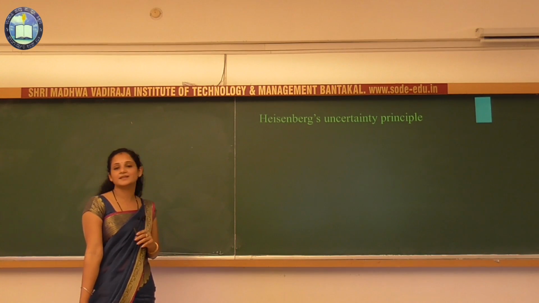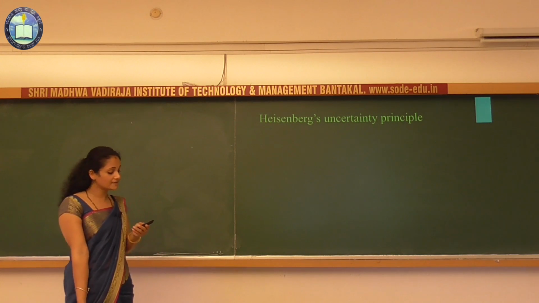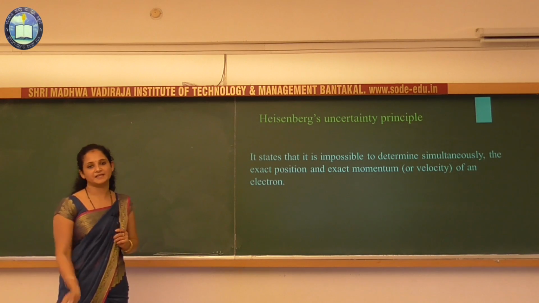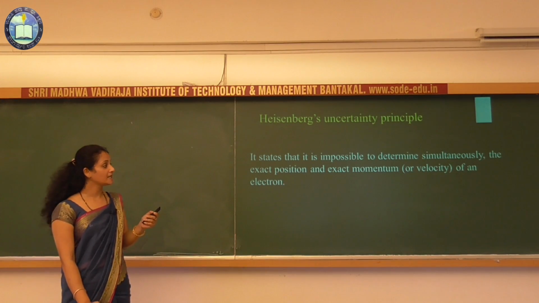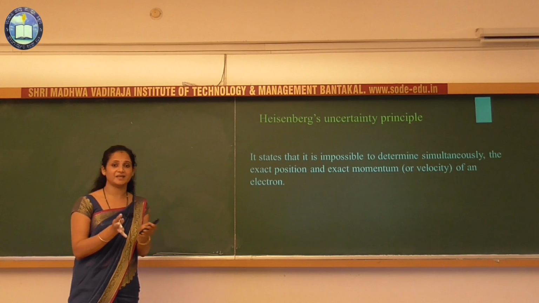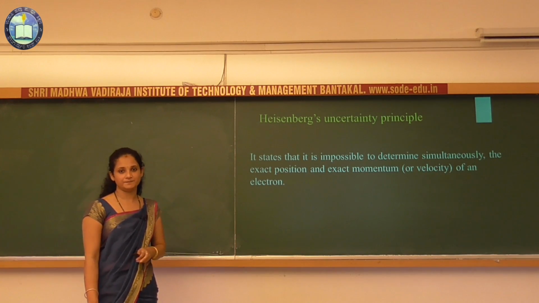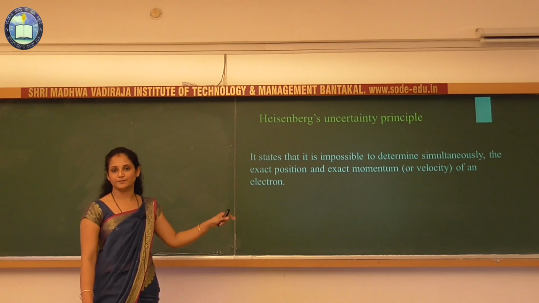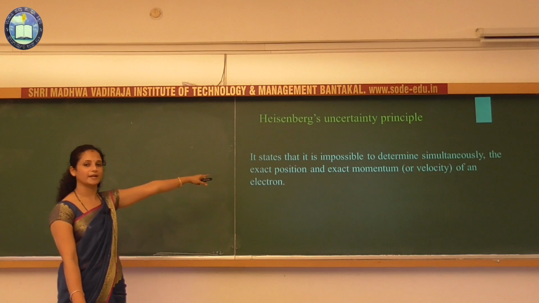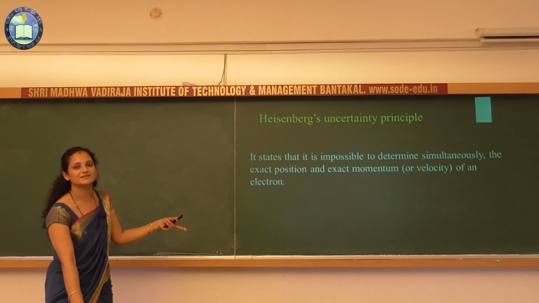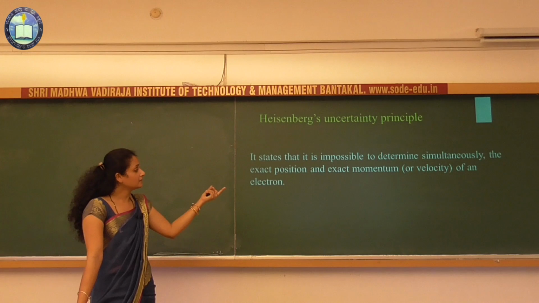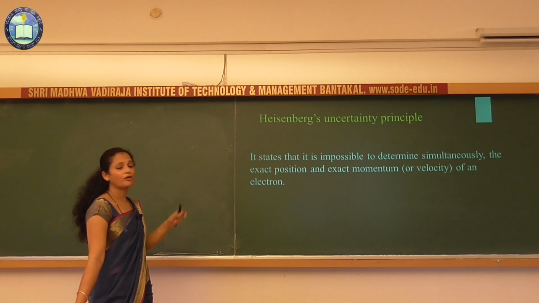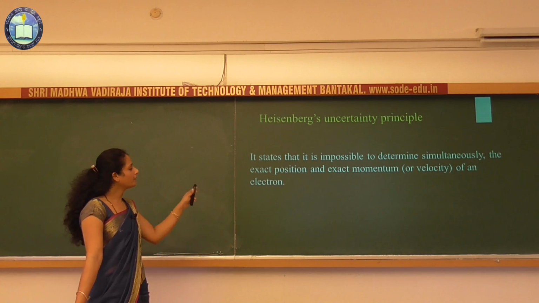So Heisenberg's uncertainty principle states that it is impossible to determine simultaneously, at the same time, the exact position of a minute particle and its exact momentum or exact velocity. Momentum means m into v. Mass is constant but velocity changes. So momentum or velocity cannot be determined simultaneously for a subatomic particle or an electron.